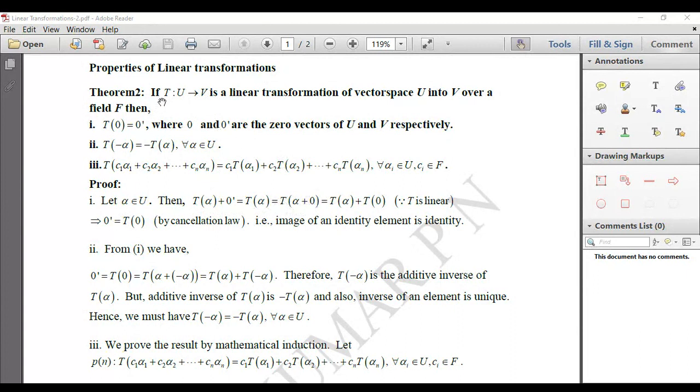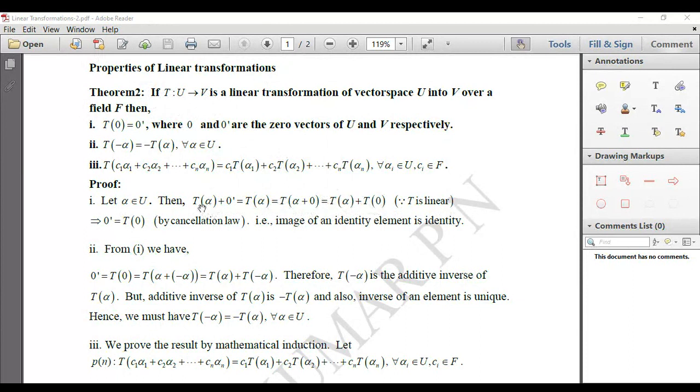But remember, what is your T? The given T is a linear transformation. Since it is a linear transformation, the first condition of linear transformation says the image of the sum of two vectors is nothing but the sum of the image of the first vector plus the image of the second vector. That is, T of alpha plus beta is equal to T of alpha plus T of beta. I'll apply that first condition of linearity, but instead of beta I've taken 0. 0 is also a vector in U, and for every vector of U this is true. Therefore, I've written this as T of alpha plus 0 equal to T of alpha plus T of 0.